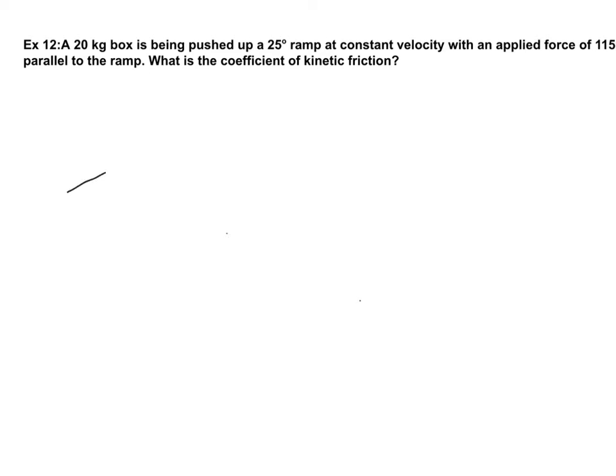So this box is getting pushed up this ramp at a constant velocity. So it's clear which way the box is going. Friction needs to be in the opposite direction. So the applied force is going to have to be up the ramp to overcome the friction, as well as overcome the gravity. So let me get set up here with my direction vectors.